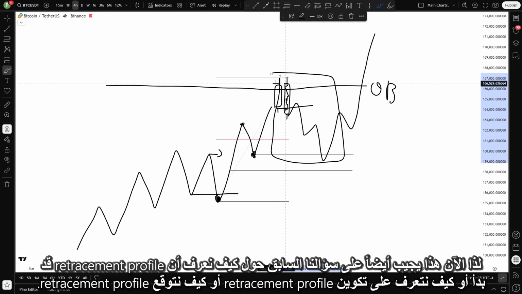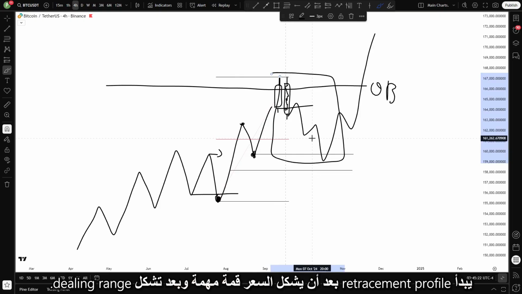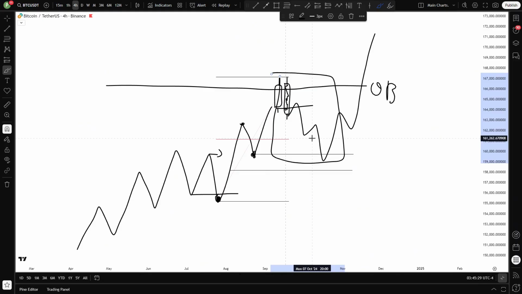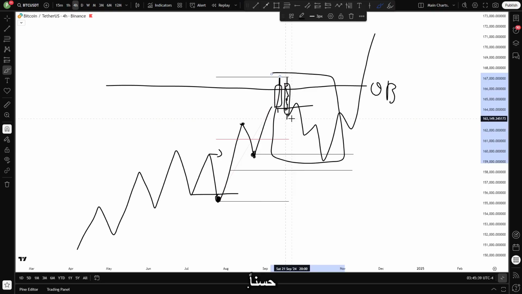Okay, so now this also answers our previous question about how to know that a retracement profile has started, or how to recognize the formation of a retracement profile, or how to expect a retracement profile. And right here, this is the answer. A retracement profile begins or starts after price forms a significant high and after a dealing range is formed. And a retracement profile ends once we've tested a discount key level or once we've rebalanced a dealing range.